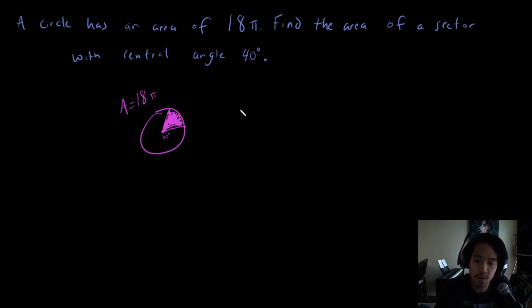So here's what we're going to do. We're going to use our formula. The area times the central angle over 360. And this is going to be the area of the sector. So let's just go ahead and plug stuff in. We got 18 pi times the central angle, which is 40, over 360. And that's going to be equal to our answer.